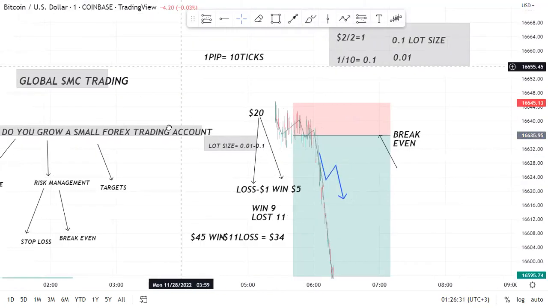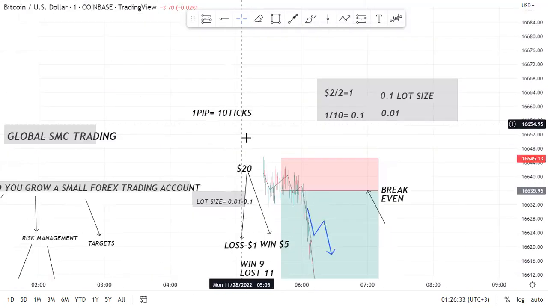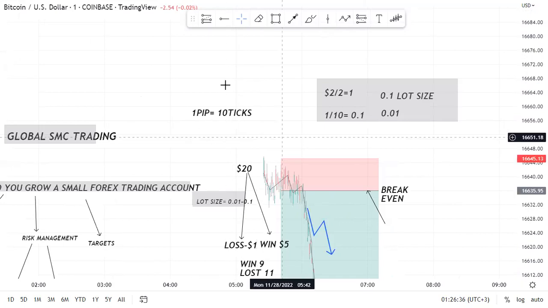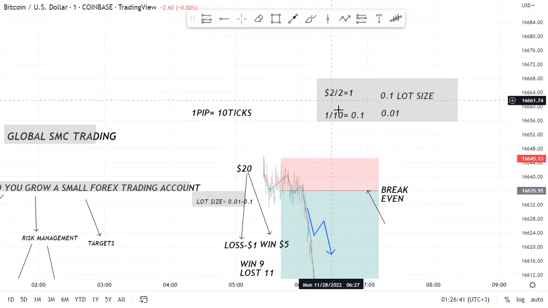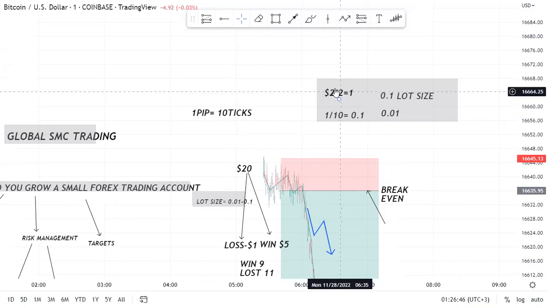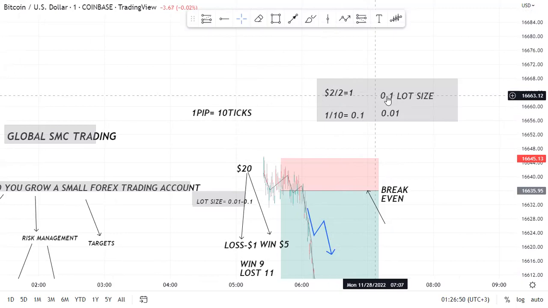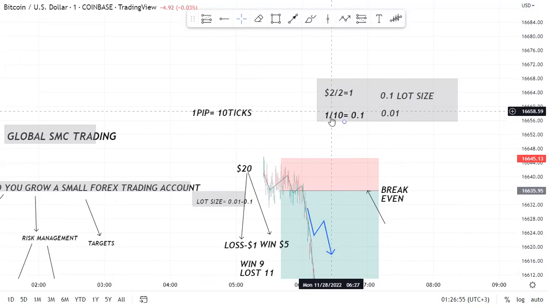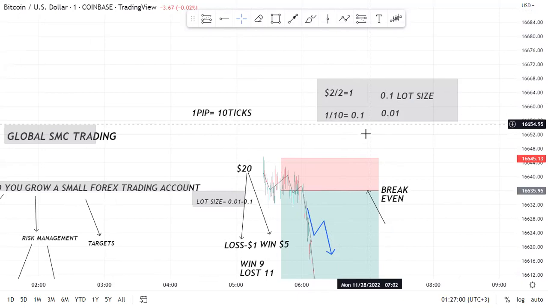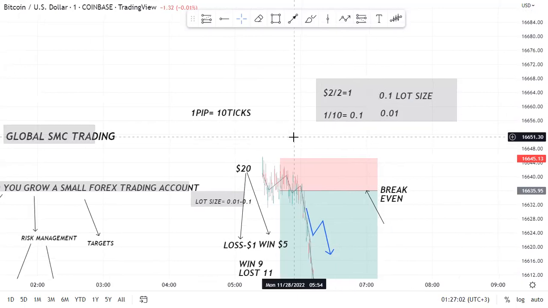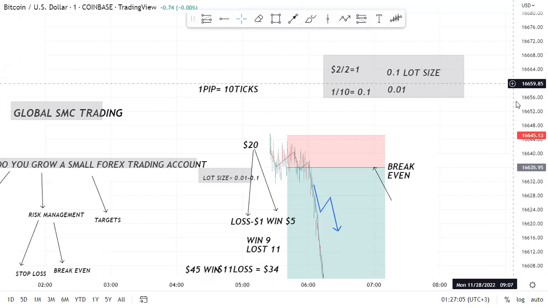And here I was saying, how do you relate the pips, the ticks, and the loss size? One pip is close to 10 ticks. If you are risking $2 per trade, $2 divided by the pips that you are risking, you get 1, then you move the decimal place to the left, and you get your loss size. Same here. If you are risking $1 and you want to use 10 pips, you do the same. You get 0.01, you move your decimal place to the left side, and then you start to use 0.01.